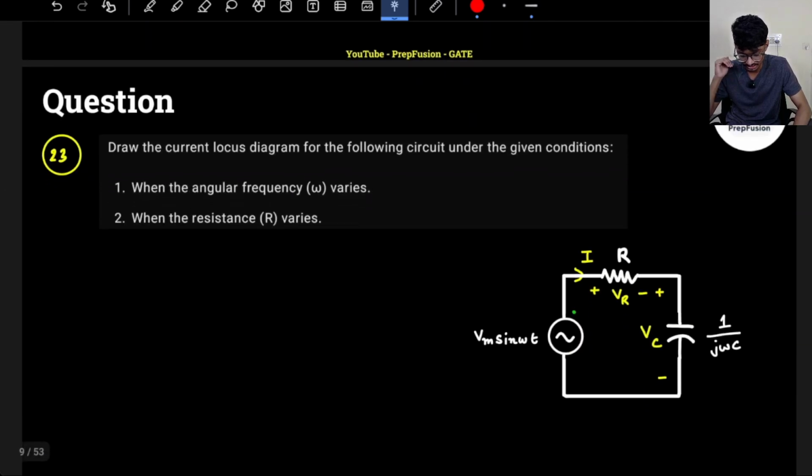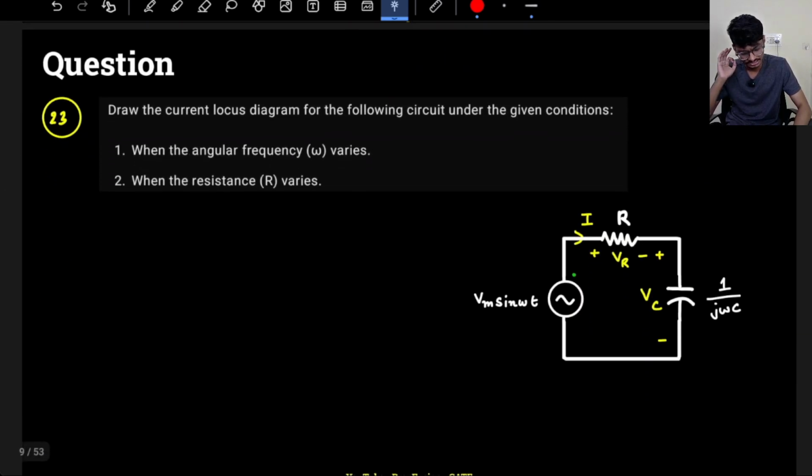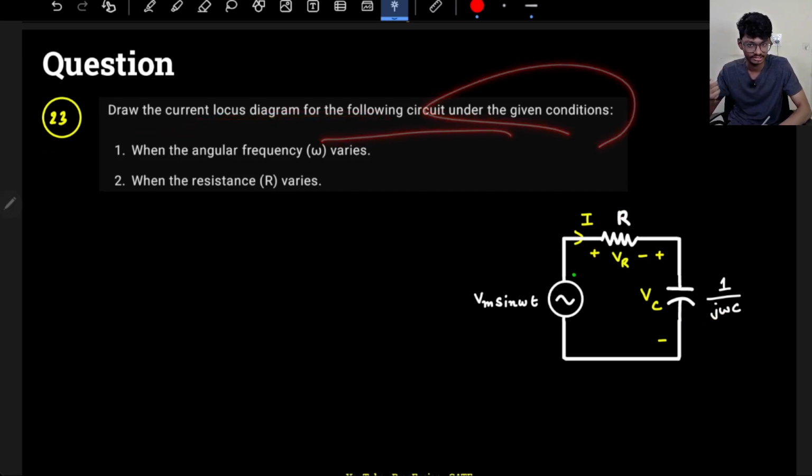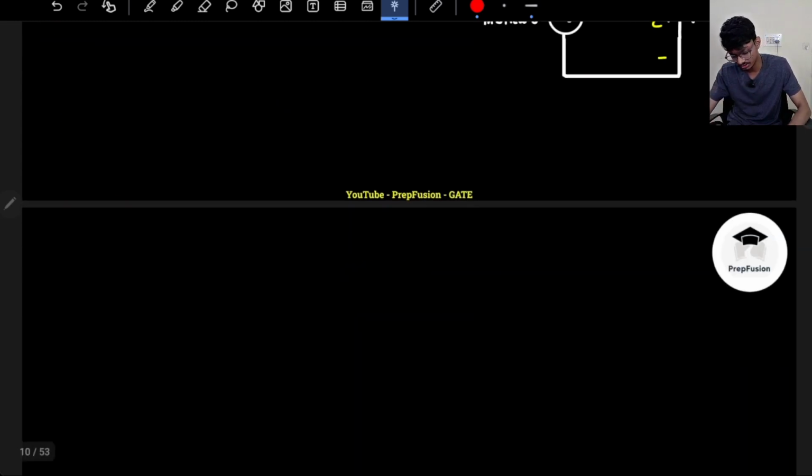So these are the few cases. Okay, first is I have a simple RC circuit and you are asked to draw the current locus diagram for the following circuit under the given condition when angular frequency omega varies and when the resistance R varies. So let's first solve it for the first case, that is when the angular frequency omega varies.